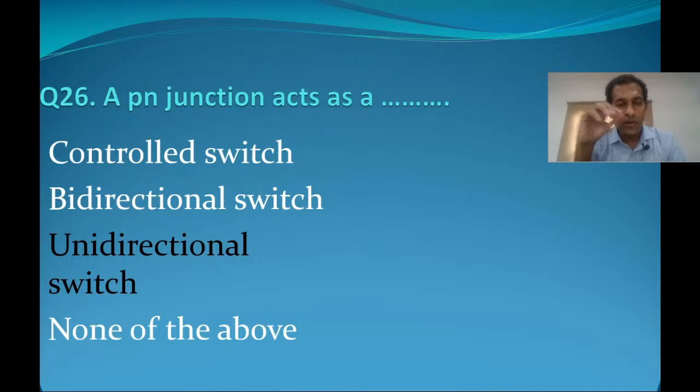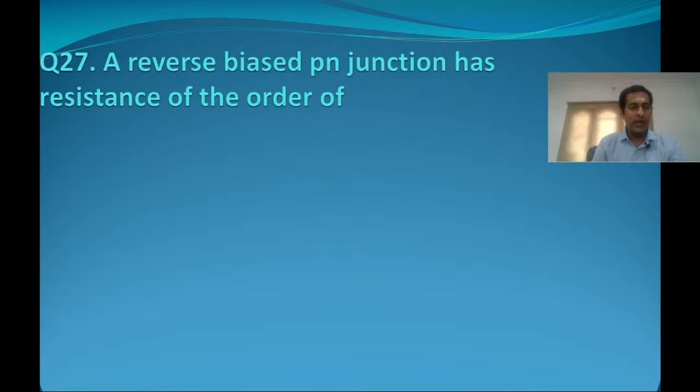We get conduction only in one direction for the diode. When it is in forward bias, only in that condition does it conduct. In reverse bias it does not conduct. So it is a unidirectional switch. Let us move to the next question.